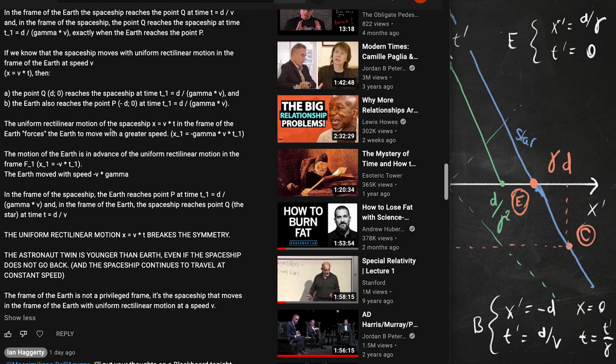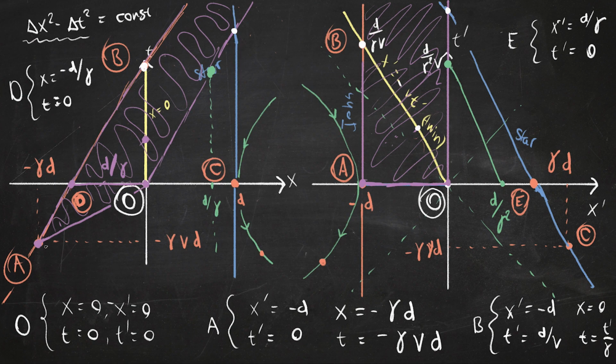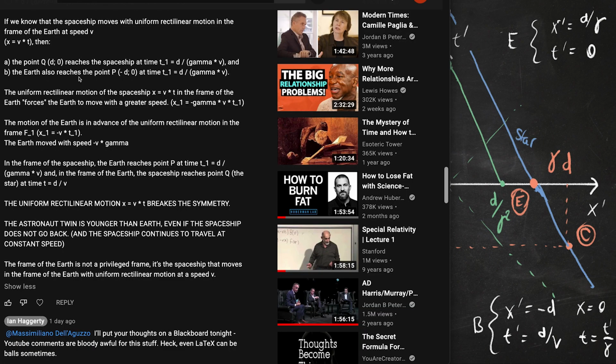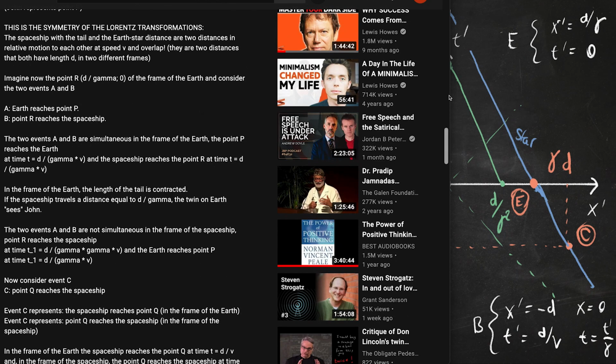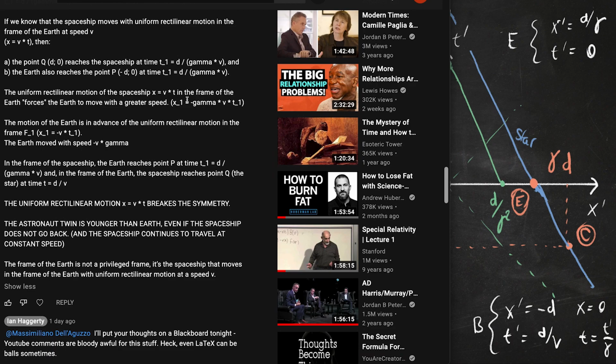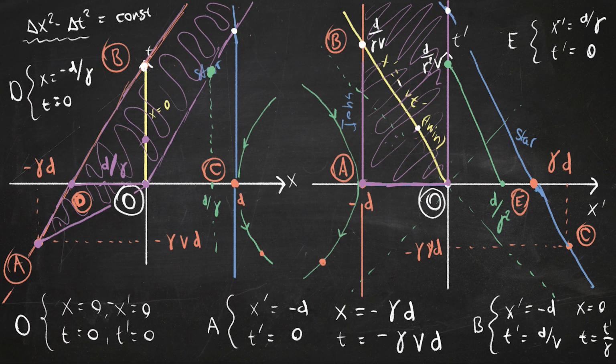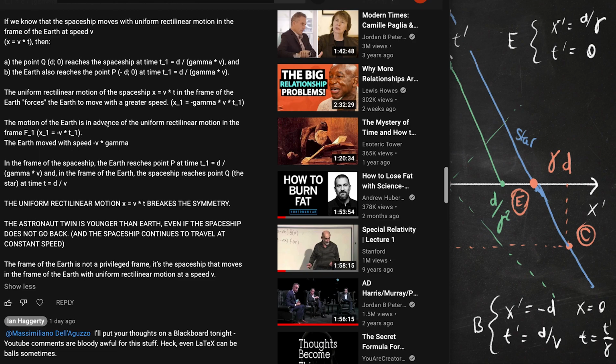And the Earth also reaches the point P. That was this funny thing here, right? The back of the spaceship, I think, wasn't it? At a time t prime equals d on gamma v. Yeah, that's just the event B, isn't it? Okay, all right. What's your point then?